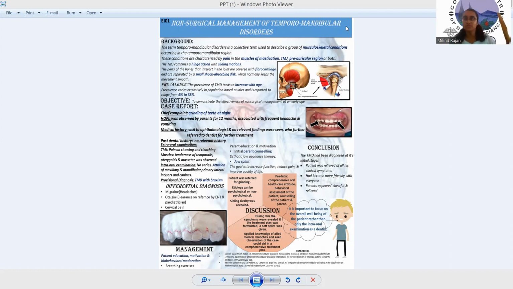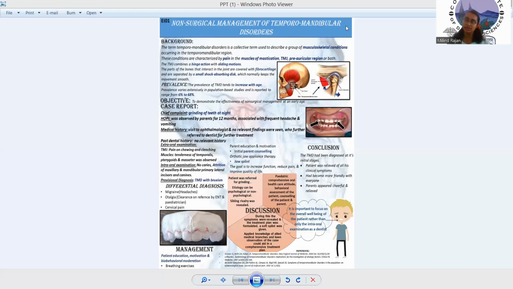So when we talk about temporomandibular disorders, what does the term mean to us? It is a term used to denote the collective group of musculoskeletal conditions that occur in the temporomandibular region. Certain of these conditions are characterized by pain of the muscles of mastication, your TMJ, the preauricular region, or all of them. This pain is one of the most characterizing features of temporomandibular disorder.